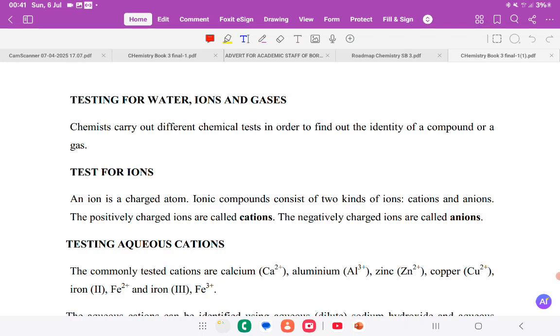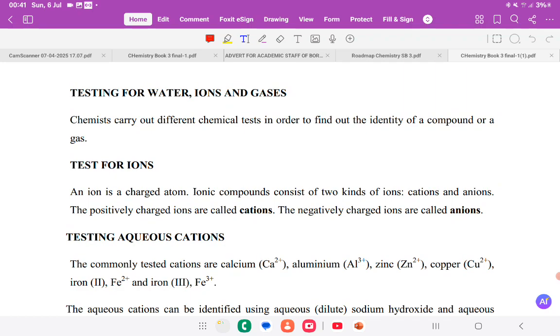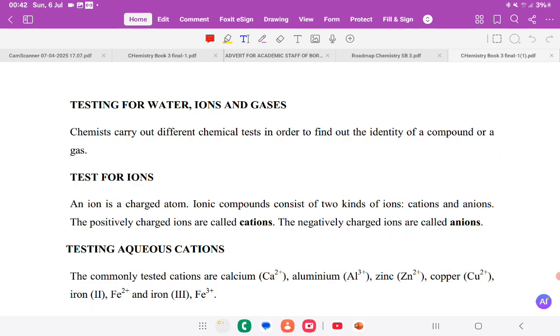So we continue with Form 3 chemistry with a topic called experimental techniques. Experimental techniques covers a wide range of chemistry skills, such as safe disposal of chemical wastes, analysis of substances in terms of determination of purity of substances, which we've looked at already.